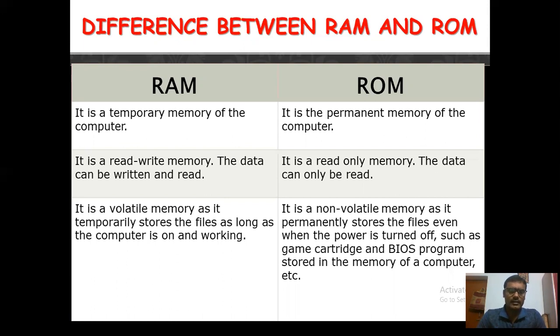Third point, RAM is a volatile memory as it stores temporary data. It stores the file temporarily as long as the computer is working, and when the computer is switched off, it deletes all the data. But ROM is a non-volatile memory as it permanently stores the file even when the power is turned off, such as game cartridge and BIOS program stored in the memory of a computer, etc.